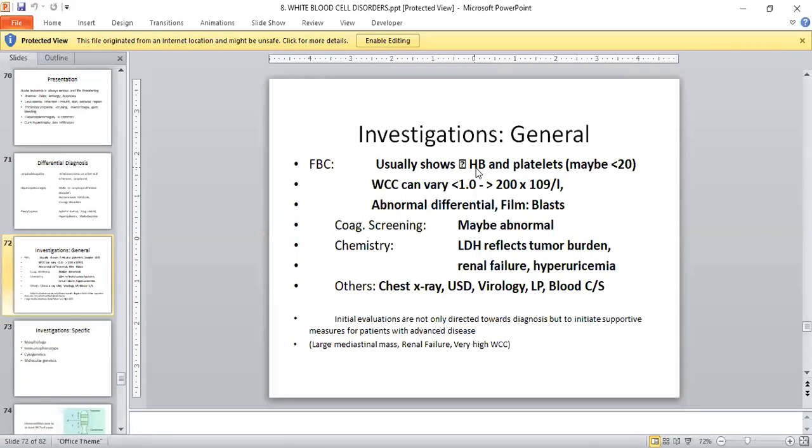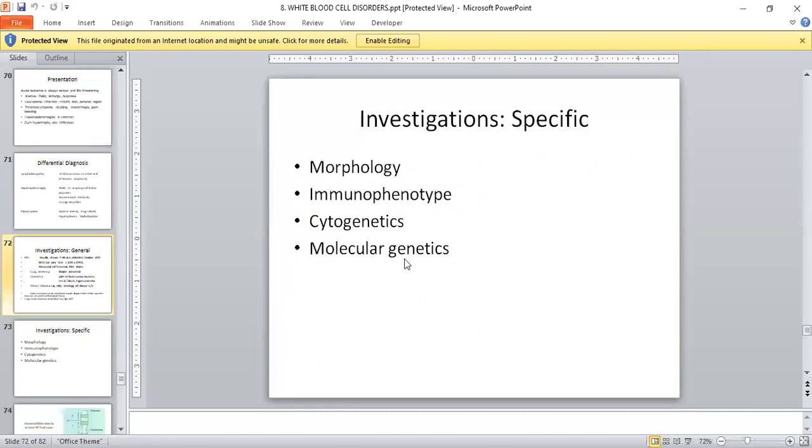You just have variations of the cells that are implicated, even if it's lymphoid. The progenitor cells, maybe if the blasts are affected early on in development, it affects all the lines. So these are some of the tests that you need to do.